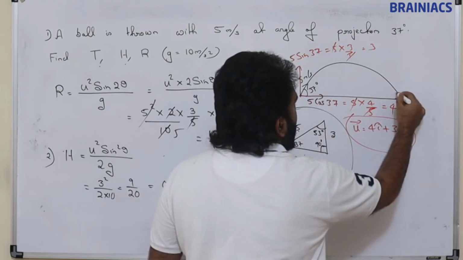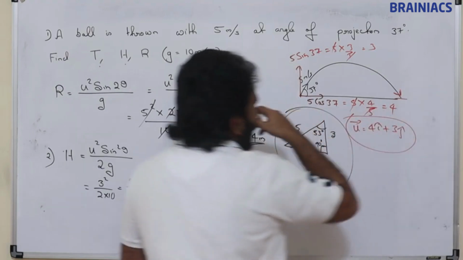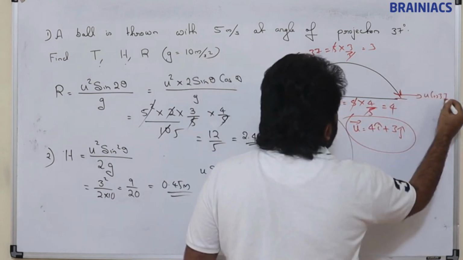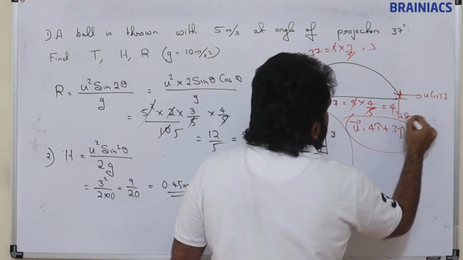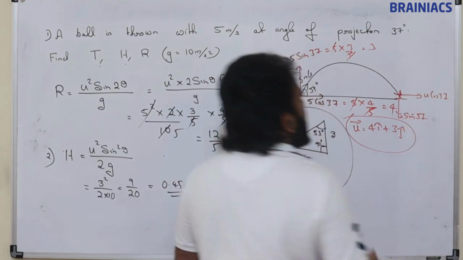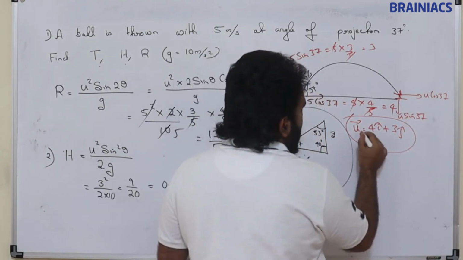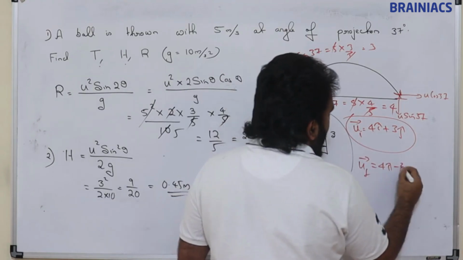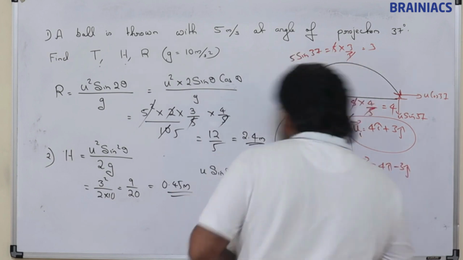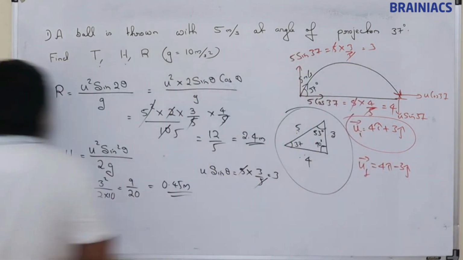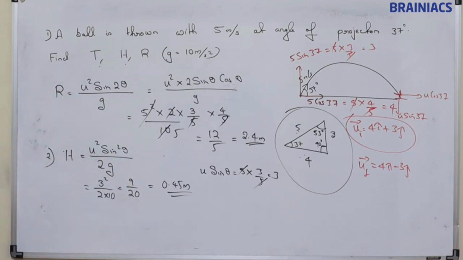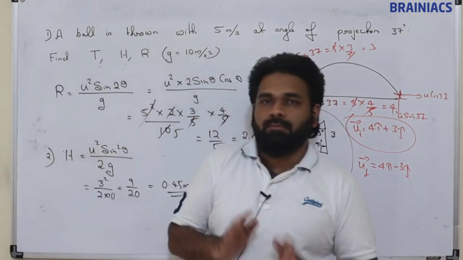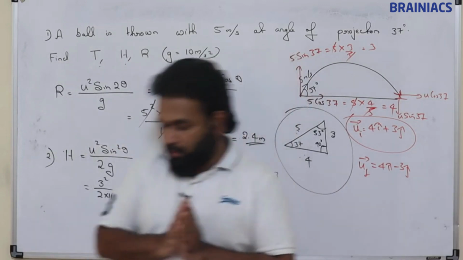So when it comes here, this also will follow the same horizontal velocity u cos 37, and here u sine 37, but the direction will be different. So this is the initial velocity. The final velocity is going to be again 4i minus 3j. The only difference will be the unit vector j will be in the negative direction. Clear? Okay, so this is how we need to apply. Okay, we'll go to the next question.